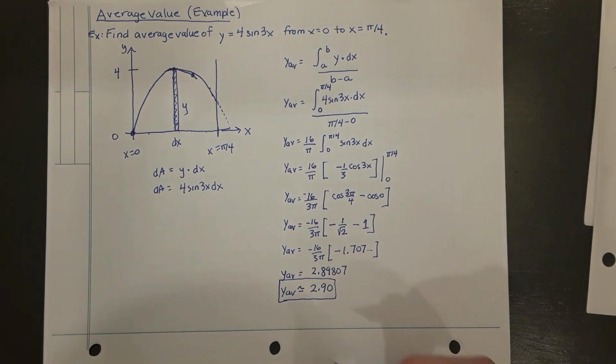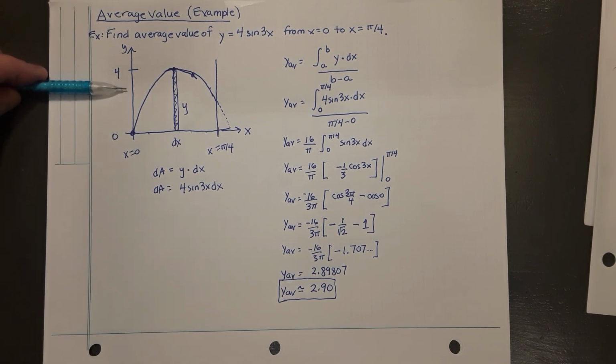And you can see that 2.90 is very similar to the guess that I made at the beginning. I knew the average would have to be higher than 2. I guessed somewhere between 2.8, maybe up to 3. So that number has got to be correct.